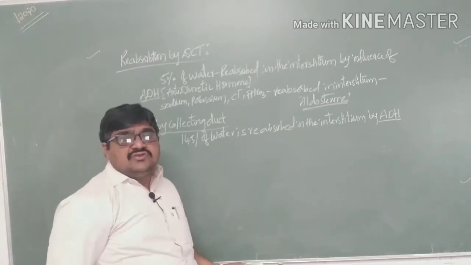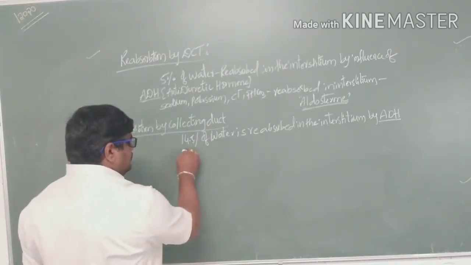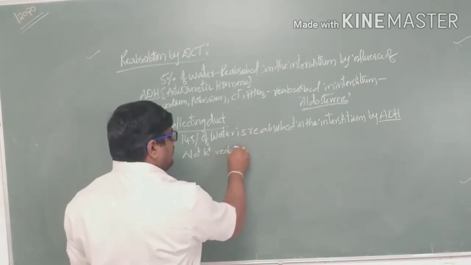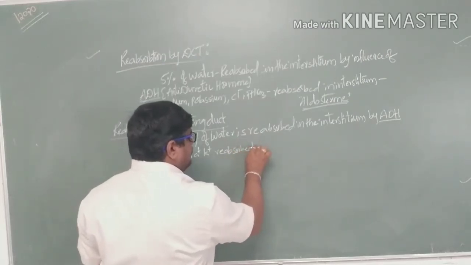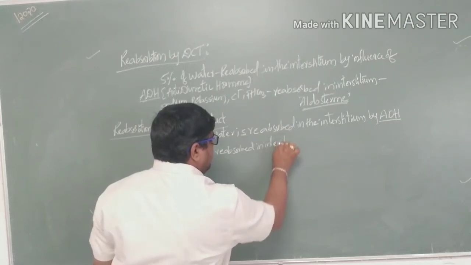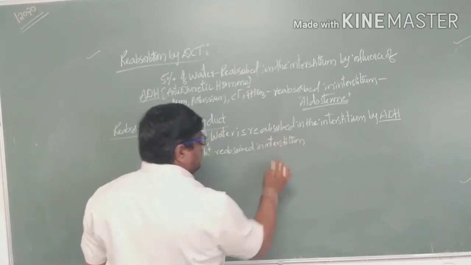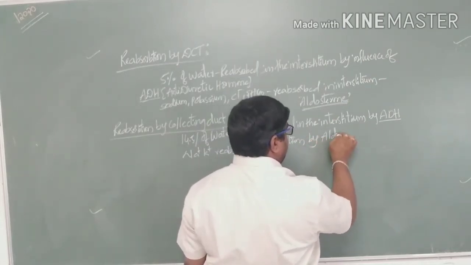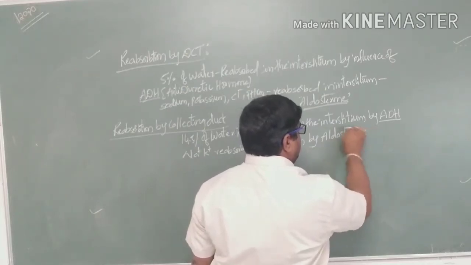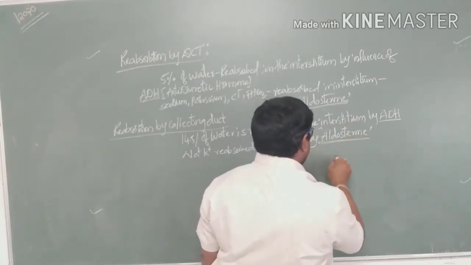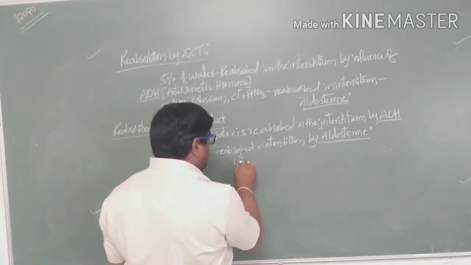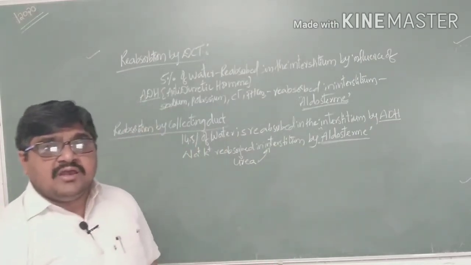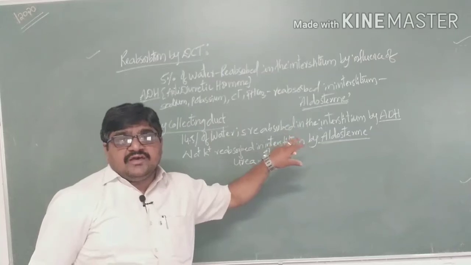Along with this, sodium and potassium ions are also reabsorbed into the interstitium by aldosterone, with the help of the hormone called aldosterone. Along with sodium and potassium, urea also is absorbed into the interstitium with the help of the hormone called aldosterone.